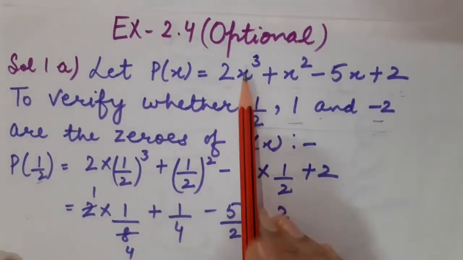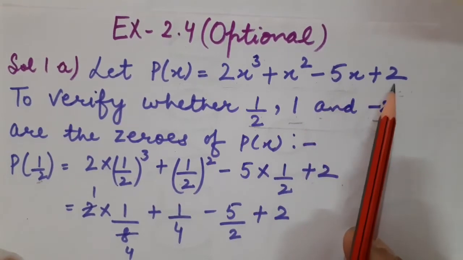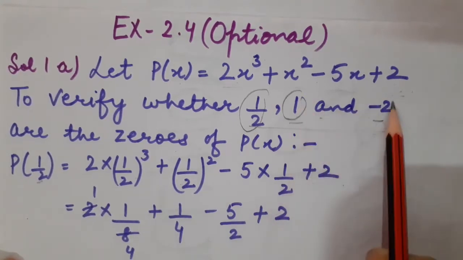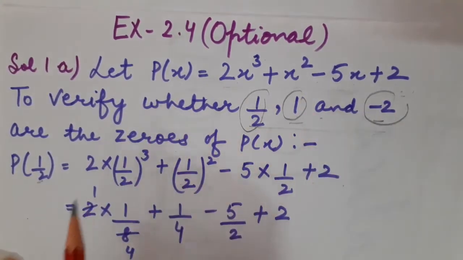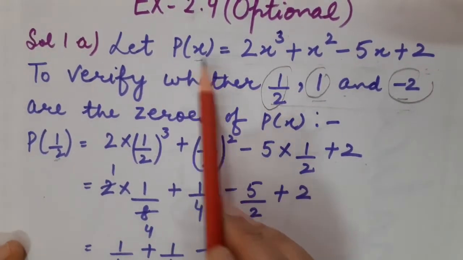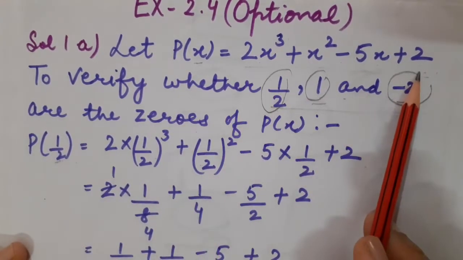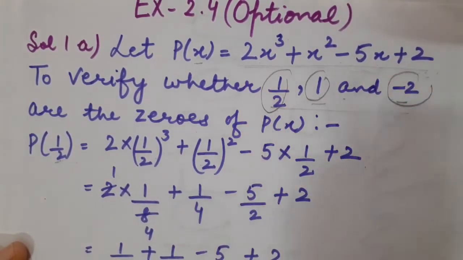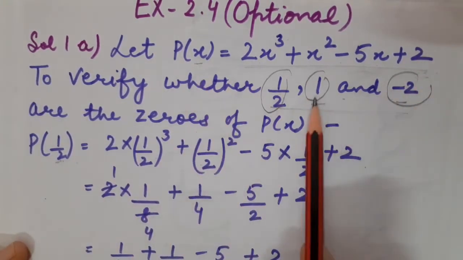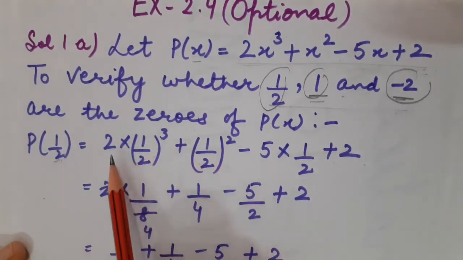Let Px be 2x cube plus x square minus 5x plus 2. What we have to do? First of all, we have to tell whether half, 1 and minus 2 are the zeros or not. So what is to be done for this? To prove them zeros, at the place of x, first of all I am going to put half. If P half, after putting half in this complete polynomial, gives the result 0, then I can say that half is a zero of Px. Similarly for 1 and for minus 2. So let us start putting.